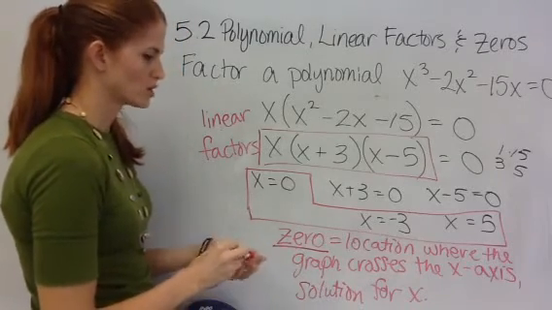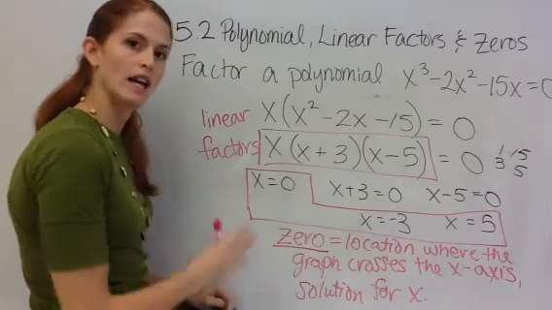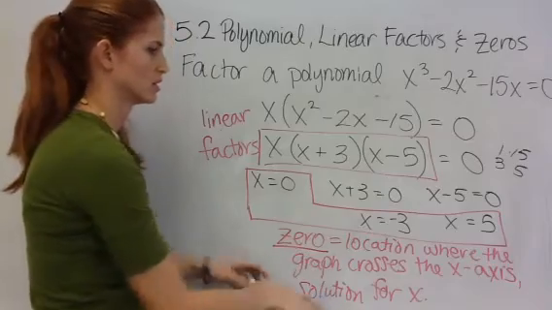What we're going to do right now is consider these as zeros, and what does the graph look like now that I have the zeros?